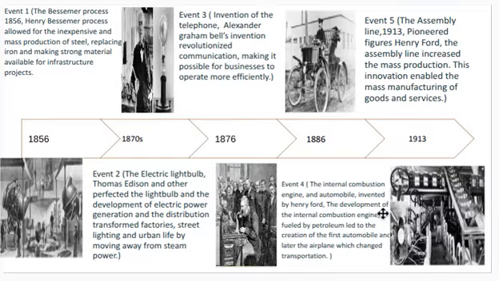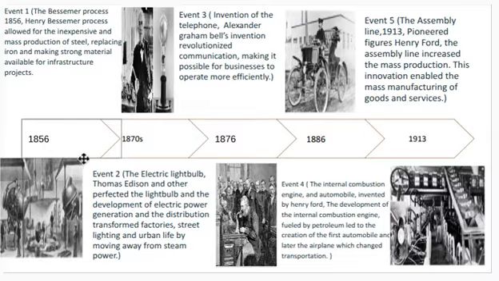Here are five inventions that were made during the Second Industrial Revolution, which were my favorites. That's why I chose them. And they have photos here, so I'll show you. This is the Bessemer process in 1856. The Henry Bessemer process allowed for inexpensive and mass production of steel, replacing iron and making strong material available for infrastructure projects. And here's a photo of it. It's small, but I could barely fit it in.